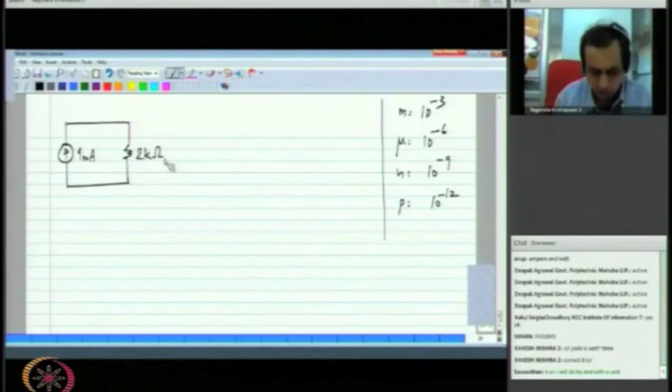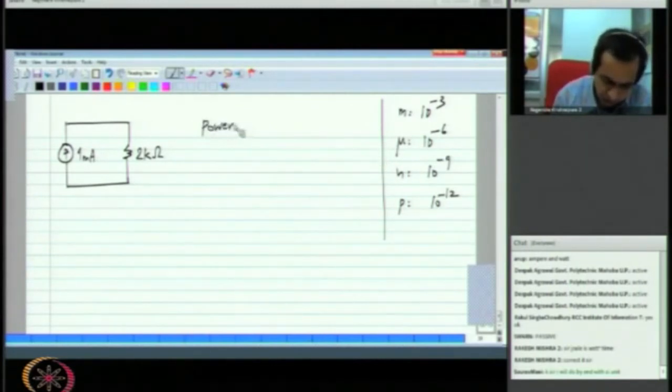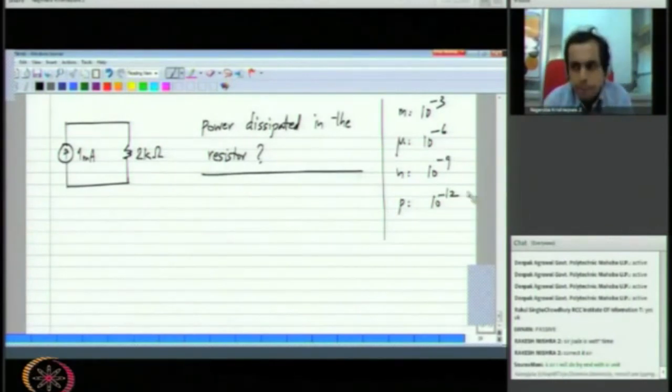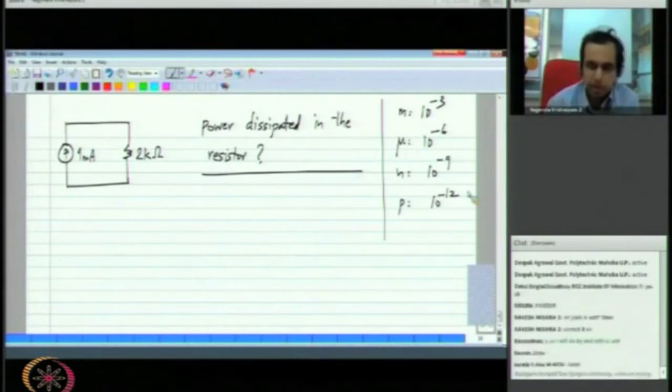Going 1 milliamp and a 2 kilo ohm resistor connected across it. Now the question is, what is the power dissipated in the resistor? How much power is dissipated in the resistor? Please answer this.